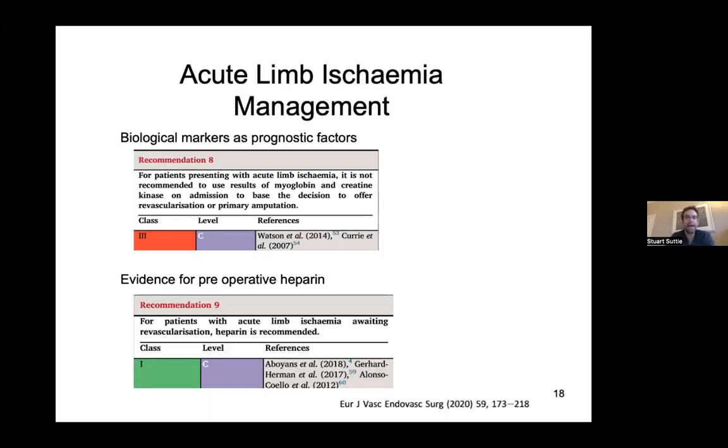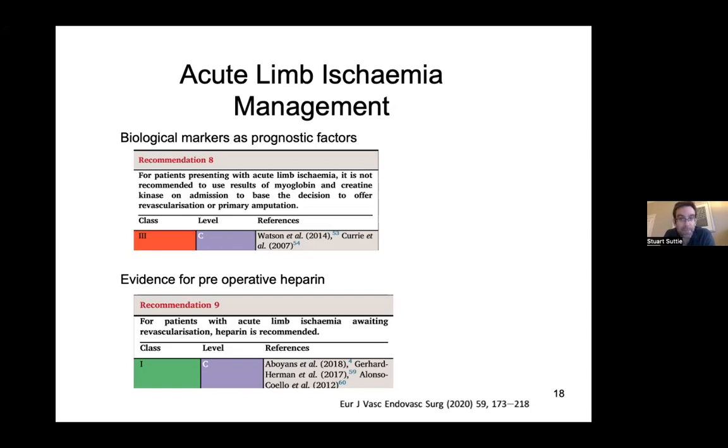So looking at the guidelines, they are very full, very detailed. And you can see here a lot of people will still try and use biochemical markers to give you an indication of the degree of ischemia, a bit like in mesenteric ischemia. The markers can be completely normal. In particular, creatinine kinase may be normal. It may be up. It may be 200,000. It doesn't always indicate whether the limb's salvageable or not, or what you're going to do. It's a nice adjunct to it, but you mustn't rely on it.